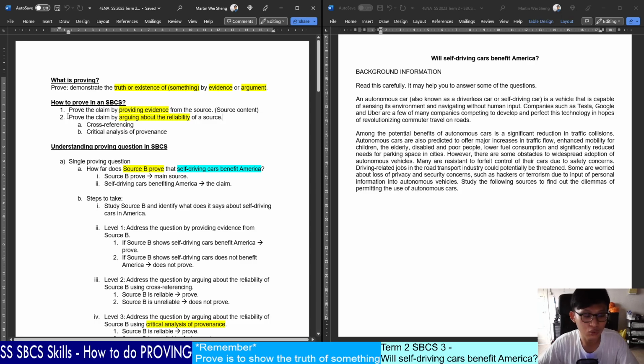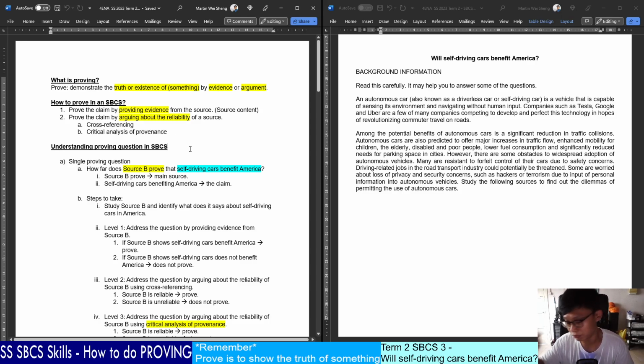Number two, we can also prove the claim by arguing about the reliability of a source. When arguing about the reliability of a source, we will talk about how we do so using cross-referencing as well as our critical analysis of the provenance.